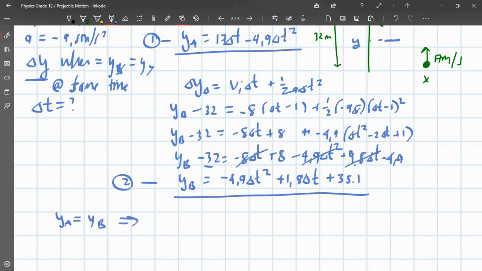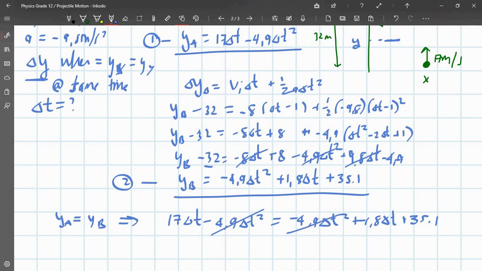What does this mean? That means that 17 change in time minus 4.9 change in time squared is equal to minus 4.9 change in time squared plus 1.8 change in time plus 35.1. Now we group like terms and try to solve for change in time. What we notice immediately is this is going to cancel with that. We can take the 1.8 change in time to the other side, and we get 17 minus 1.8 will give you 15.2 change in time is equal to 35.1.